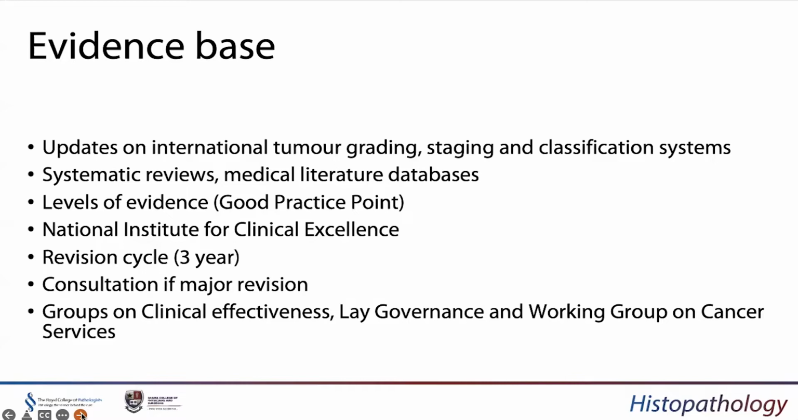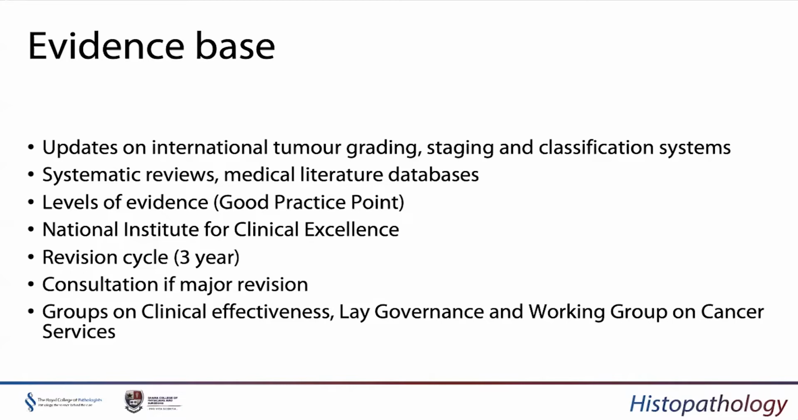Evidence base. The evidence base for data sets obviously varies according to the tumor site, but in general principle, it's providing an update on international tumor grading, staging, and classification systems. So if the WHO is updated, for example, if the TNM AJCC is updated, then that might trigger an RCPath review. Usually the revision cycle is 3 years. However, there are a few current exceptions, where revisions in progress have gone beyond the 3-year mark. But in general, there's a review every 3 years, and the review may be major or minor. If it's a minor review, there may not be many changes or any changes significant to practice, but there will still be an updated version.